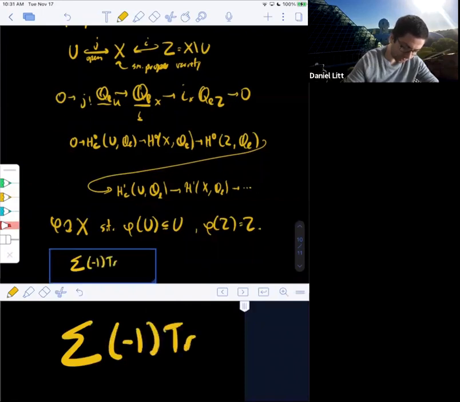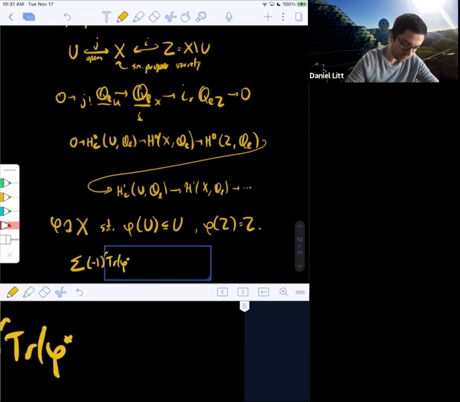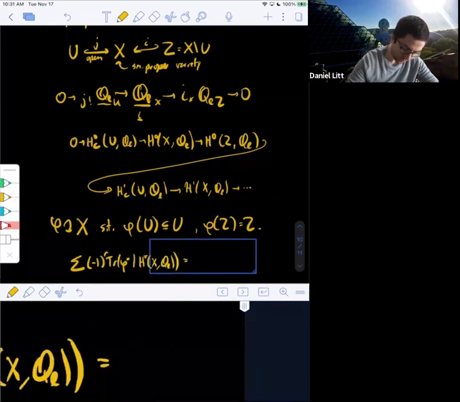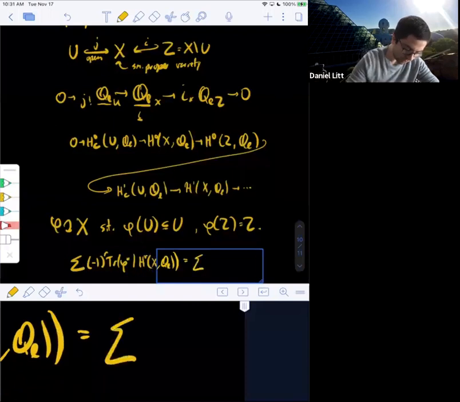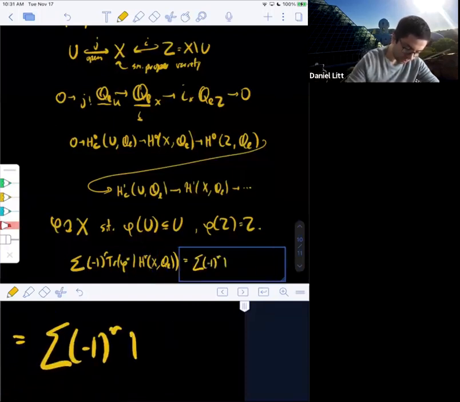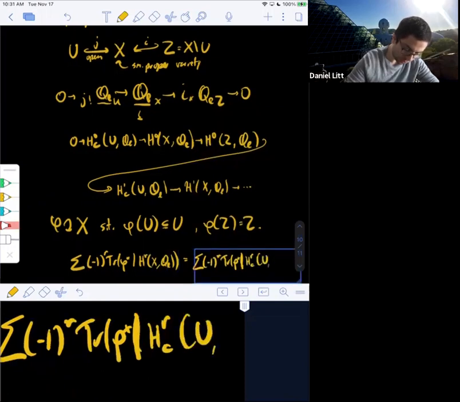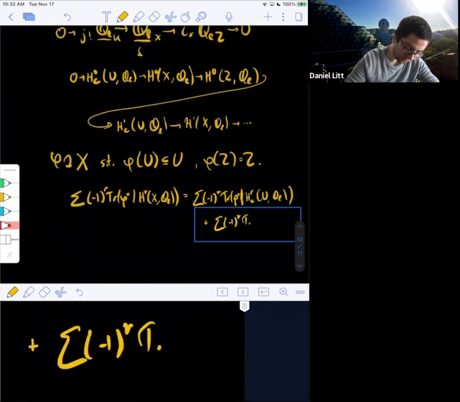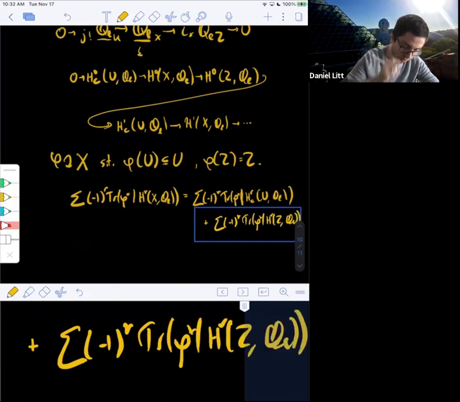we get the sum of -1 to the r of the trace of phi star on HR of X with coefficients in QL equals the sum of -1 to the r of the trace of phi star on HR compactly supported of U with coefficients in QL, plus the sum of -1 to the r of the trace of phi star on HR of Z with coefficients in QL, right?